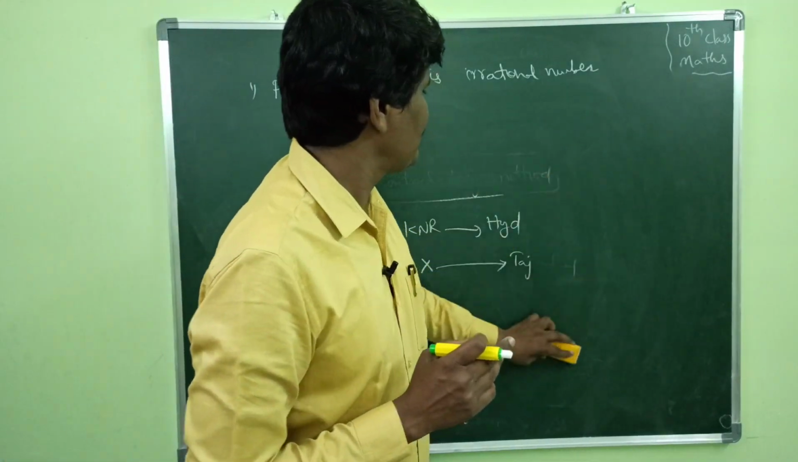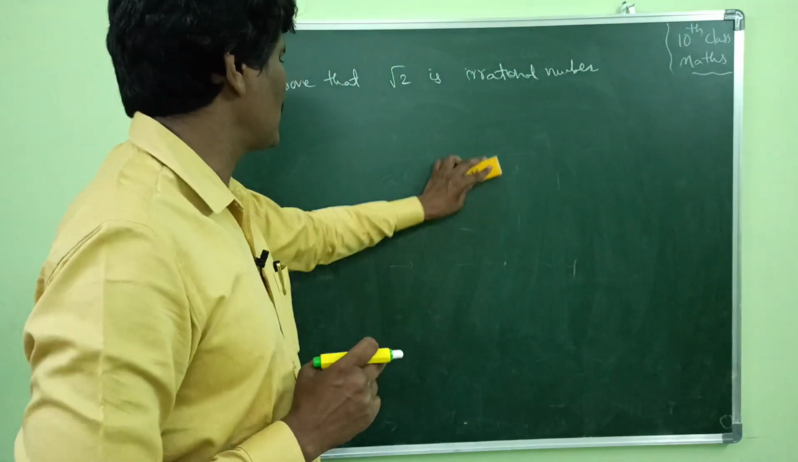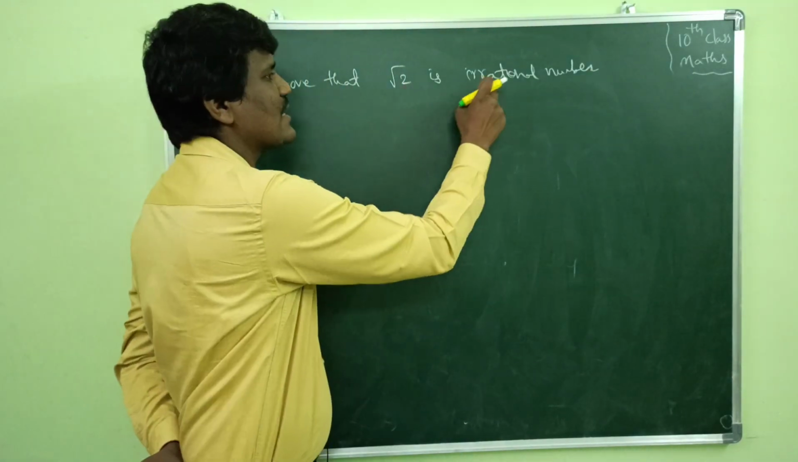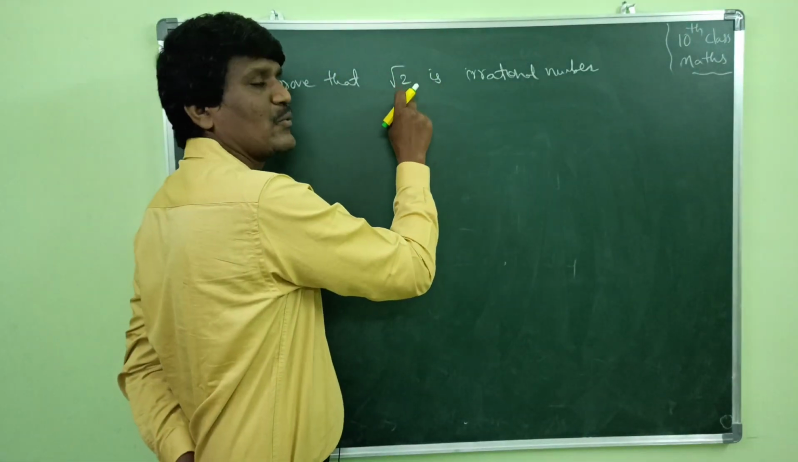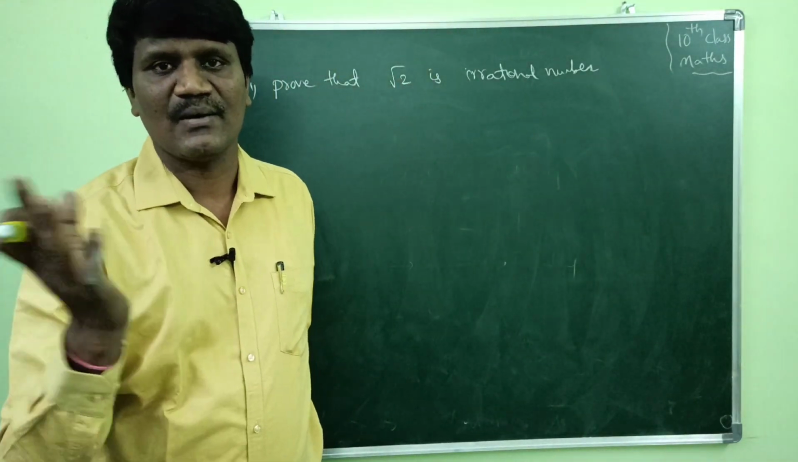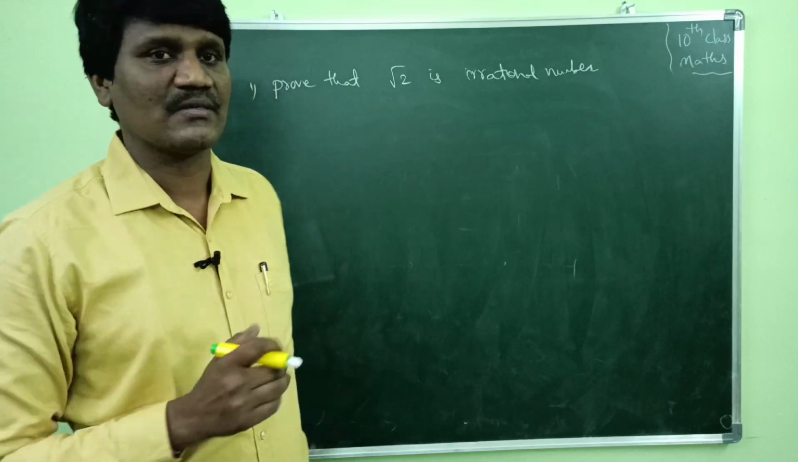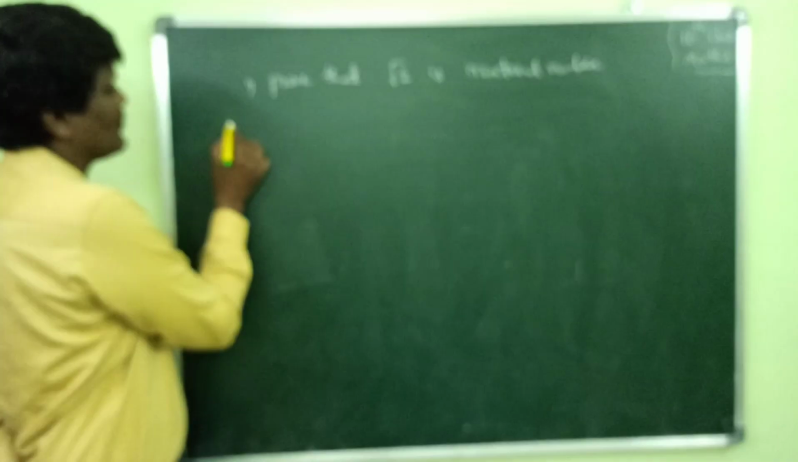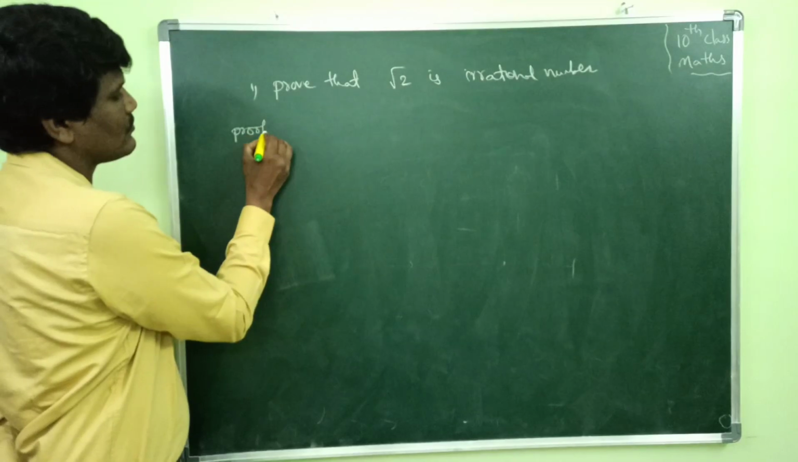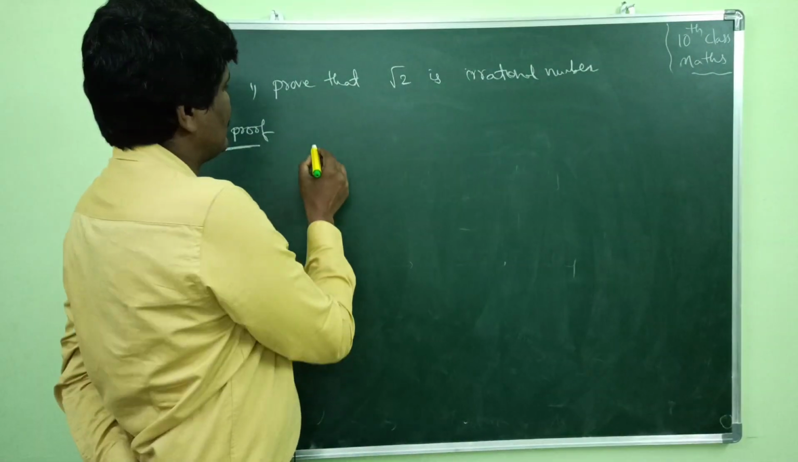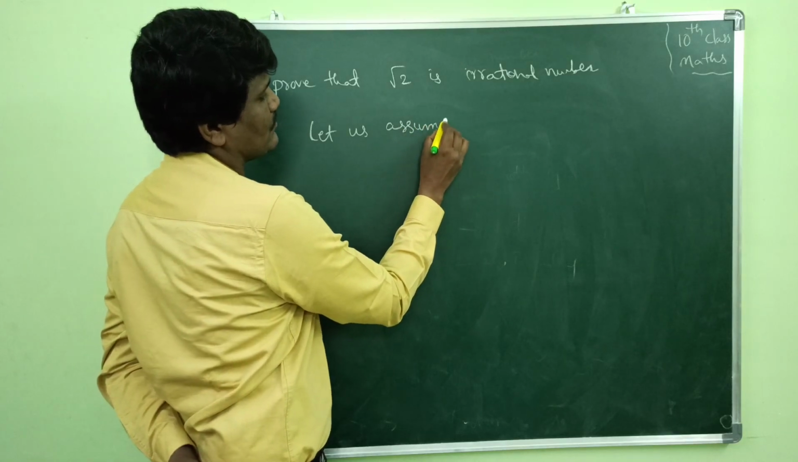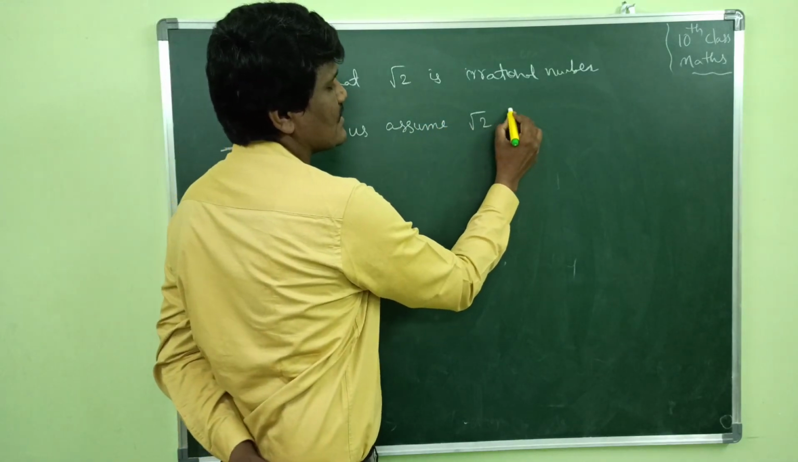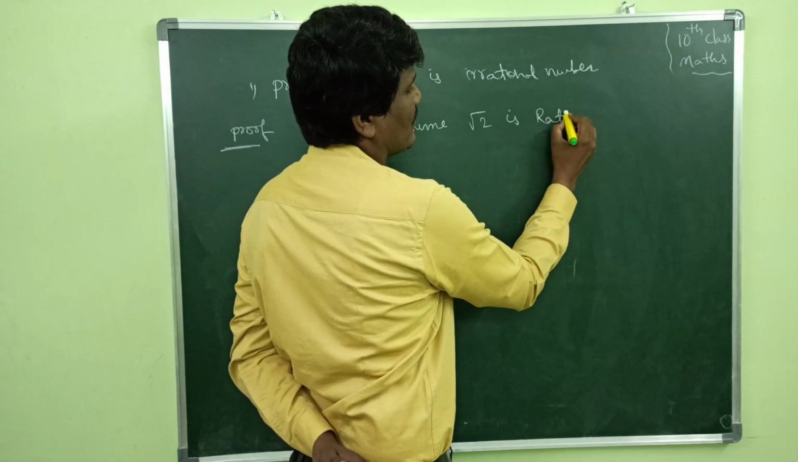So suppose I want to show root 2 is irrational number, what do I have to assume? I have to assume that root 2 is a rational number. This is called the contradictory method. So how to prove? Let us see. Proof. Let us assume root 2 is a rational number.